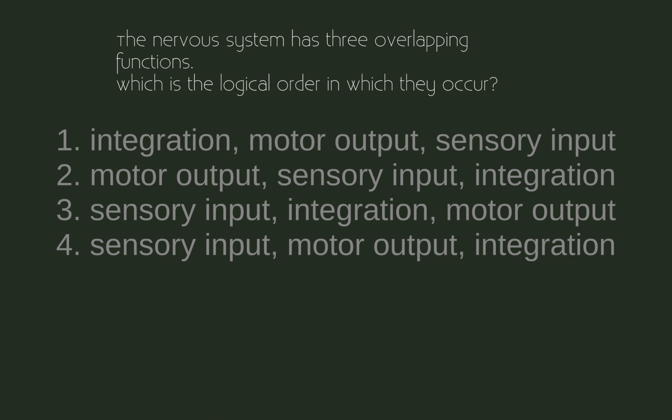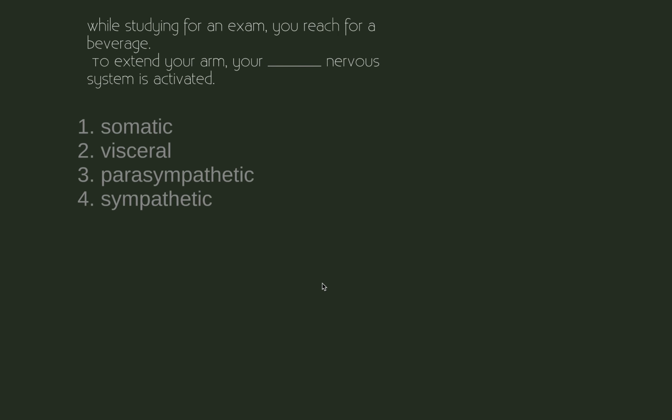Alright, so we have some review questions. The nervous system has 3 overlapping functions. What is the logical order in which they occur? The first of that is sensory input and integration. While studying for an exam, you reach for a beverage. To extend your arm, your somatic nervous system.